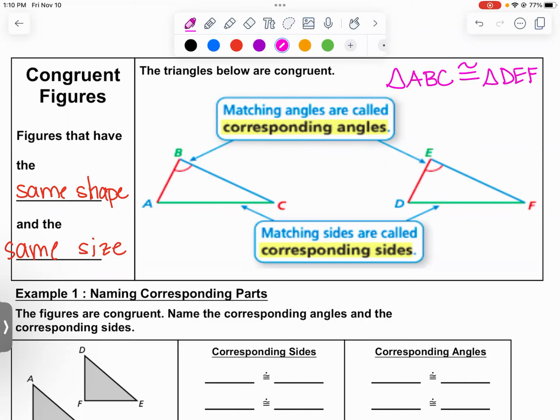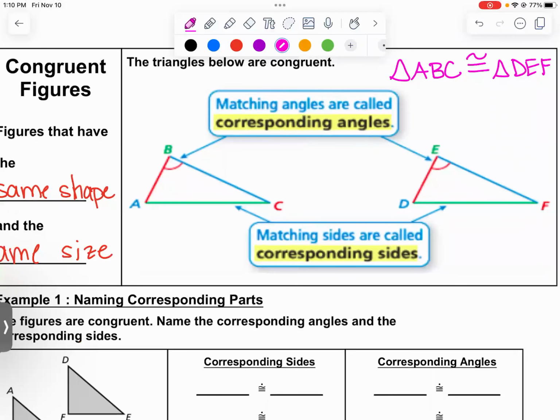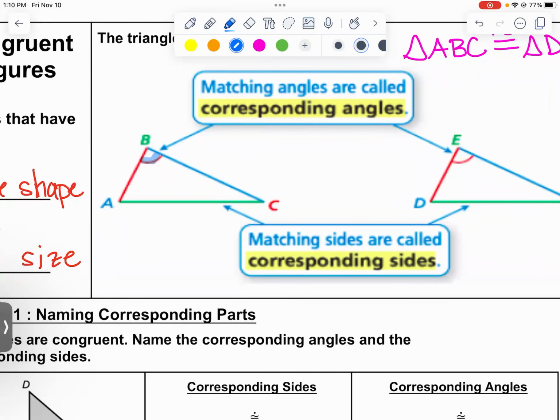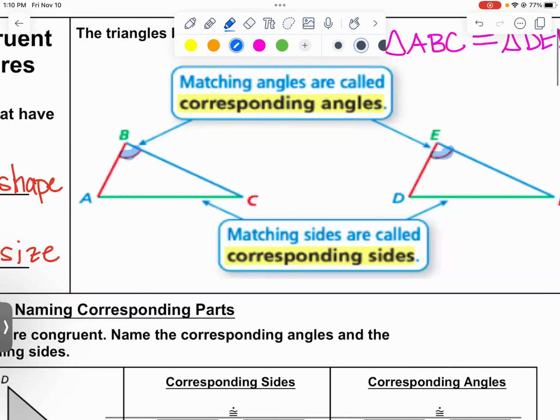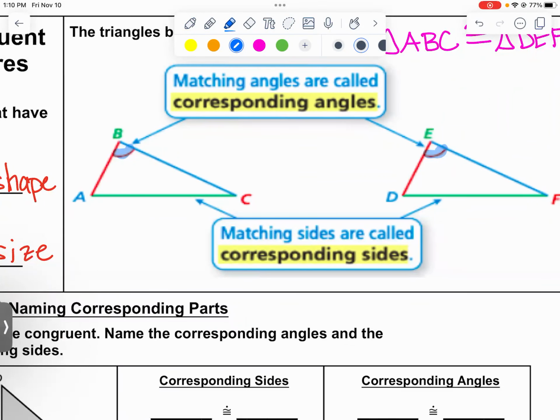But if I write ABC, I need to write it DEF because I need to match up the corresponding parts. Okay. So if we have two shapes that are congruent, the angles that match are called corresponding angles. So do you see how angle B and angle E are in the same spot? They're corresponding. It just means they're in the same spot.